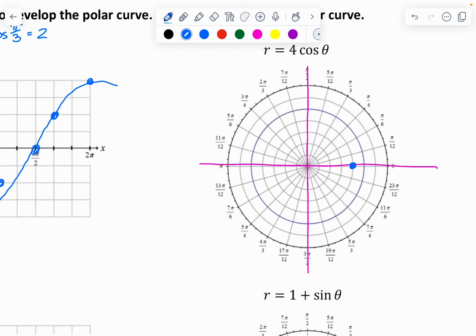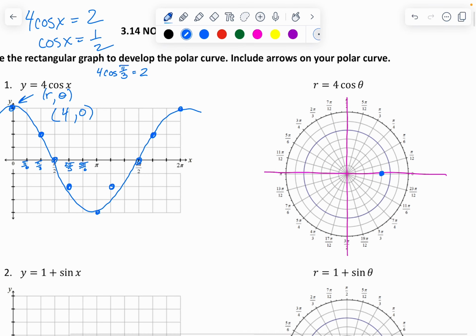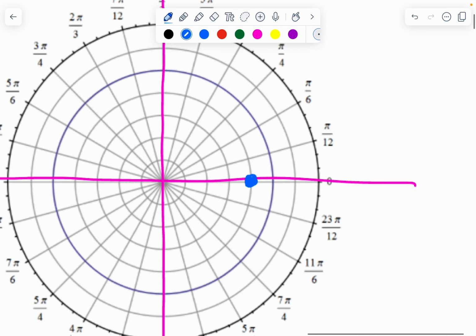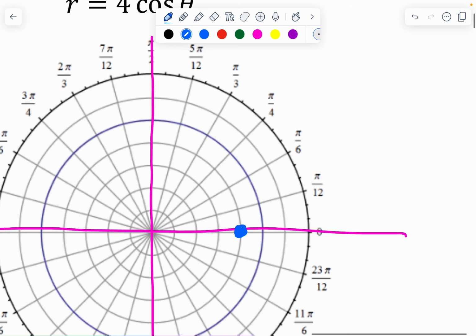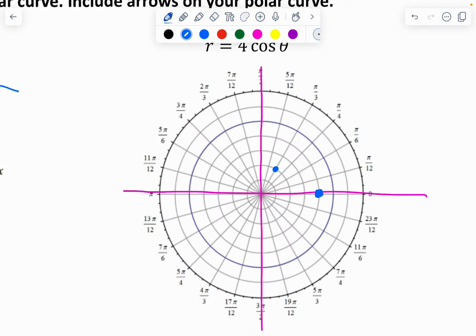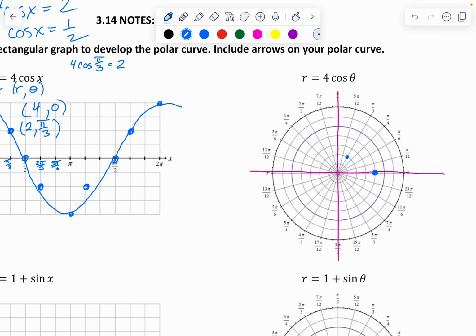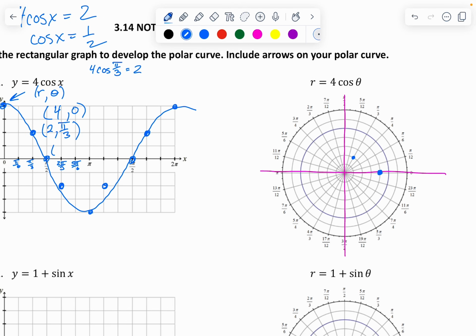So here's that point. Next, at pi over 3, I have the point 2. So this point right here has a radius of 2 and a theta value of pi over 3. So pi over 3 is there, and here's a radius of 2. I think I'm putting the point in the correct spot. Next, pi over 2 has a radius of 0, and it's got an angle of pi over 2, which puts me at the pole. The origin in the polar world is called the pole.